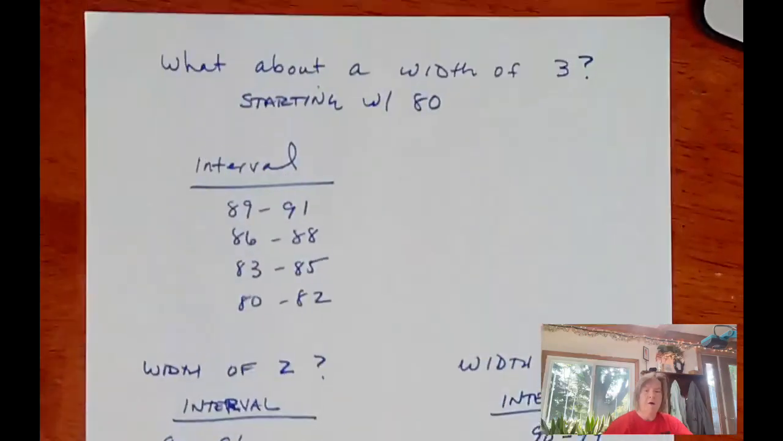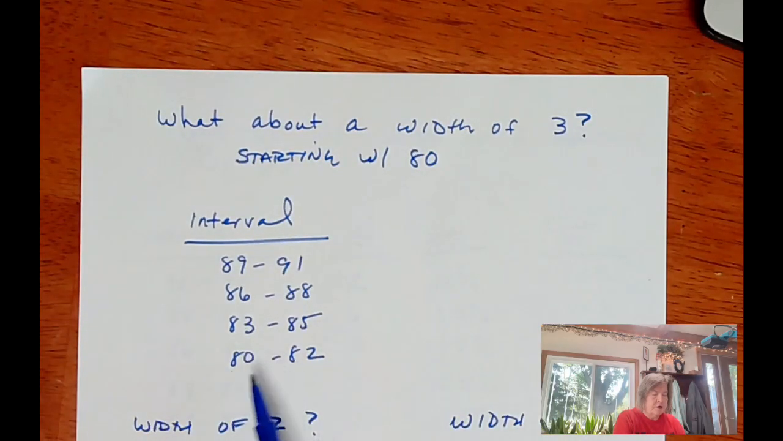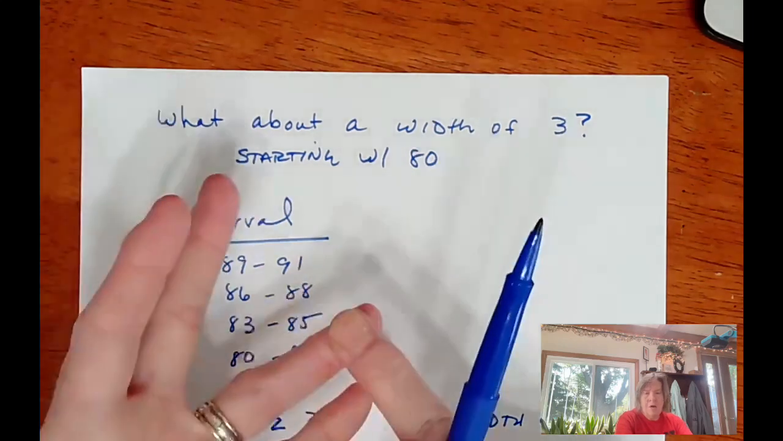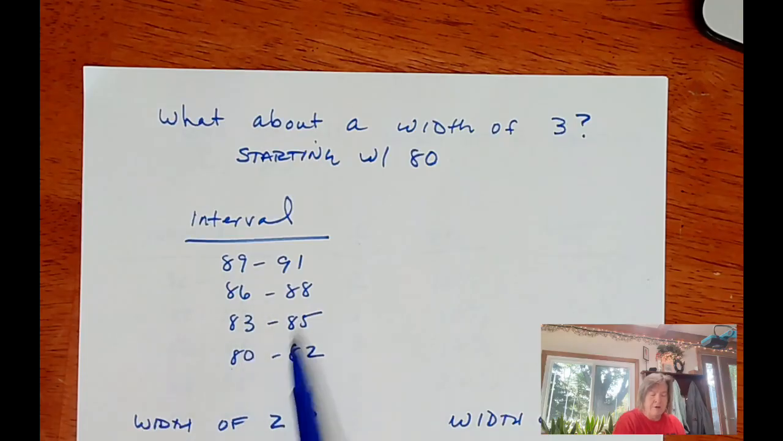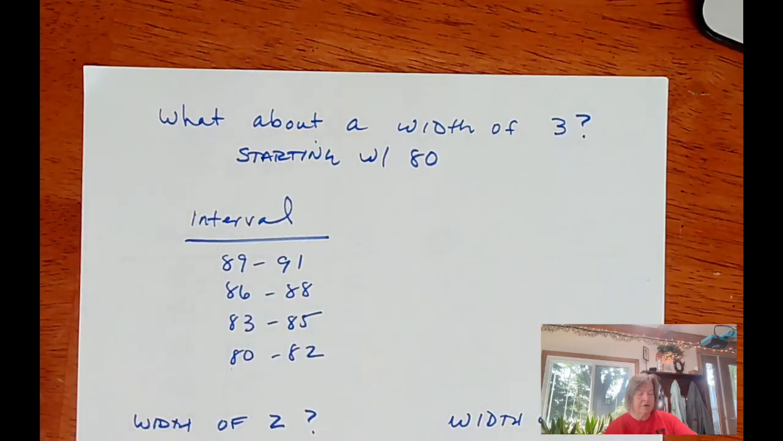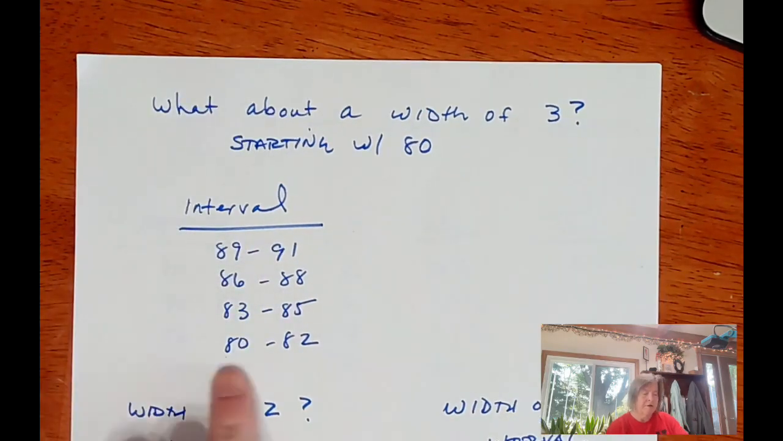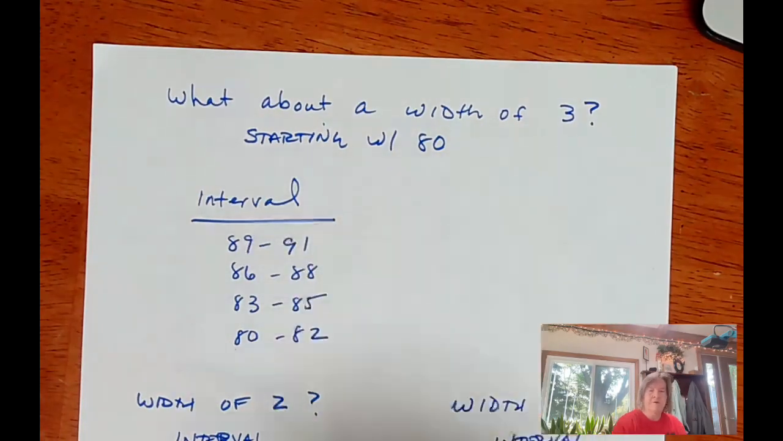So what if I tried something else? What about a width of 3 and I start with the 80? So now I'm like, okay, well, I got 80. So 80, 81, 82, right? So 3, 80 to 82. Then 83, 84, 85. That's another width of 3. 86, 87, 88. 89, 90, 91. All right, so this is a width of 3. Starts with 80. I don't know. This is still bothering me a little bit.